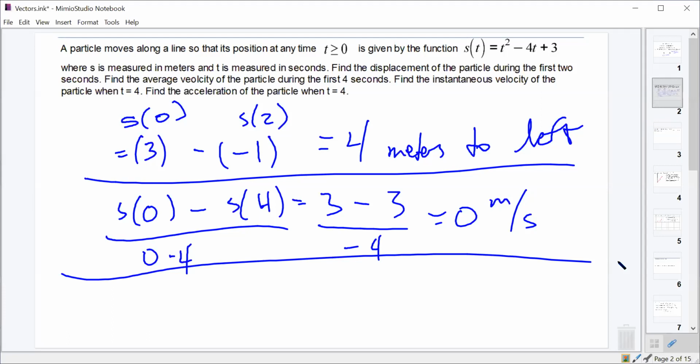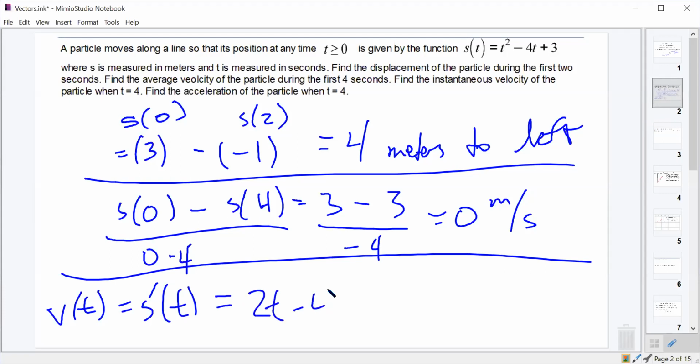All right, what about our instantaneous velocity at t equals 4? What do we need to do to find that? To find the velocity function, we need to take the derivative of our position function, which is 2t minus 4, easy, and evaluated at 4 gives us 4 meters per second. Everybody good with that?